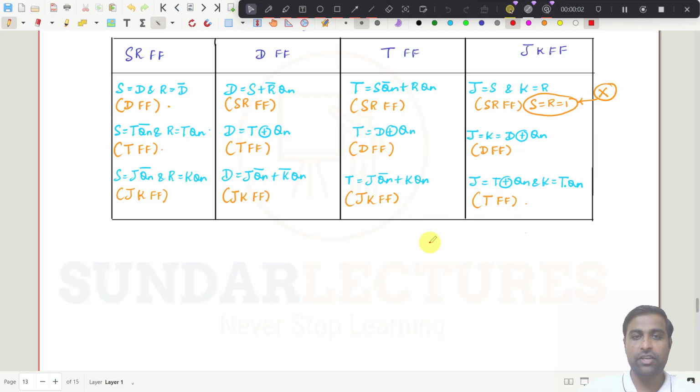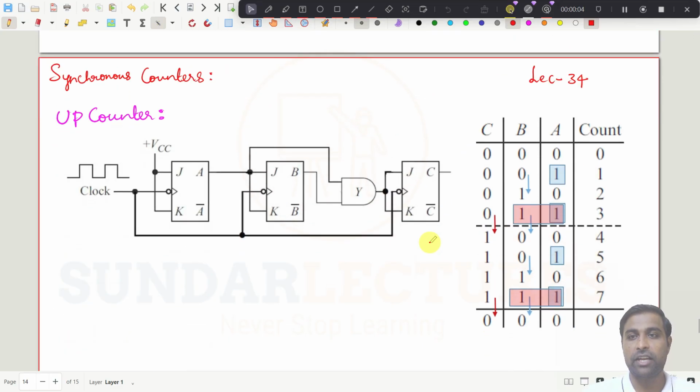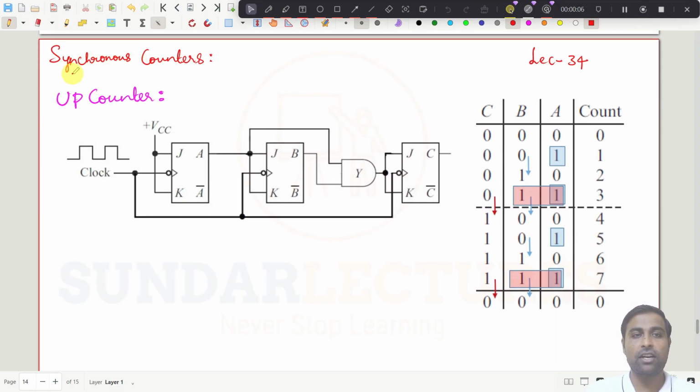Welcome to Sundar's lecture. This is lecture number 34, and in this lecture we are going to see what is a synchronous counter, synchronous up counter, and synchronous down counter, and we will see an example of how to design mod counters like a mod 5 counter, mod 6 counter, or mod 4 counter. So we will see step by step the procedure to design mod counters with examples, right?